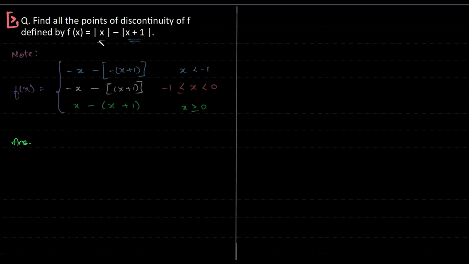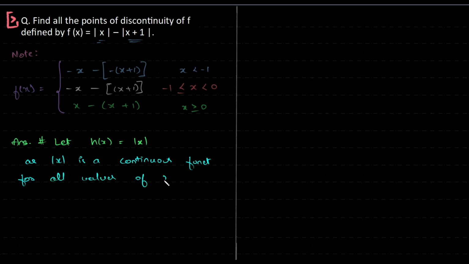So first thing is, this is a composition of 2 to 3 things actually. It's a sum of a composition of 2 to 3 things. The first thing that we can take is h of x, which is modulus of x. See, it's quite simple, as modulus of x is a continuous function. For all values of x belonging to R, this implies h of x is a continuous function.